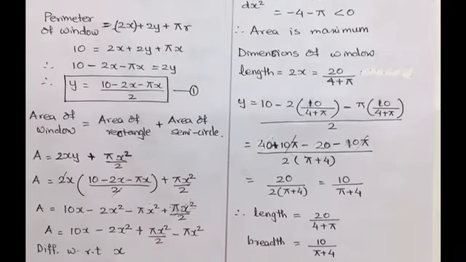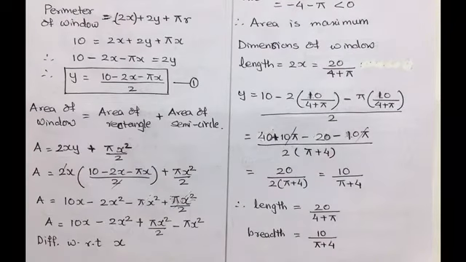Hence the dimension of the window is, length should be 20 upon 4 plus pi and breadth is 10 upon pi plus 4, so that the area is maximum.